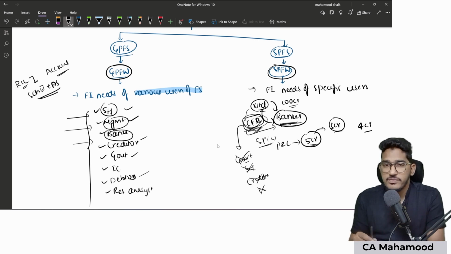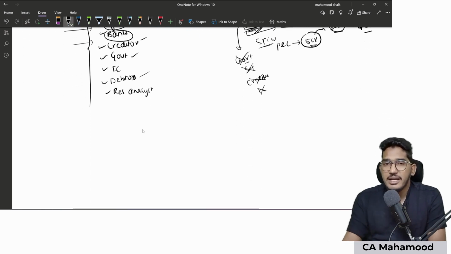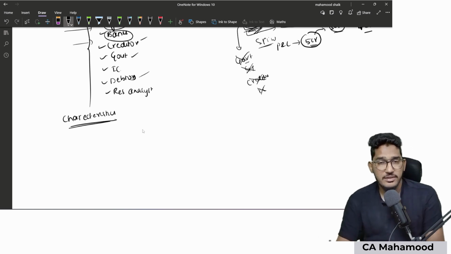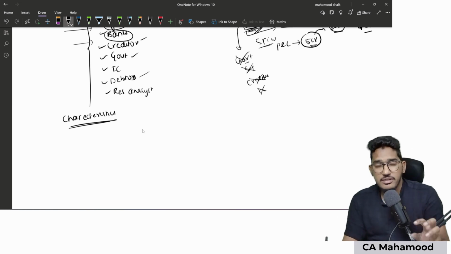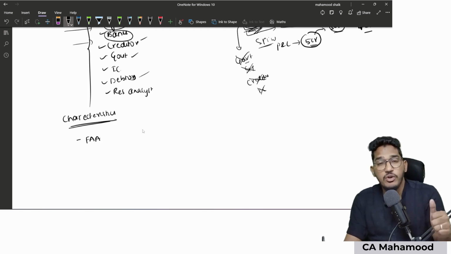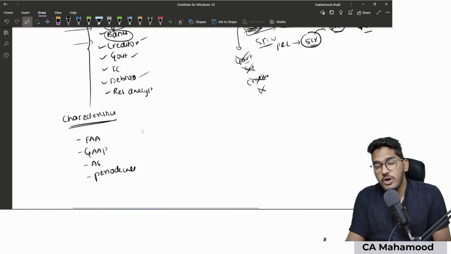And this general purpose framework, why is it getting accepted by so many users simultaneously? Because the general purpose framework has some characteristics. What characteristics does it have? The characteristics of the general purpose framework are: they are prepared on the basis of fundamental accounting assumptions. They follow generally accepted accounting principles. They follow accounting standards, and the general purpose financial statements are prepared periodically.